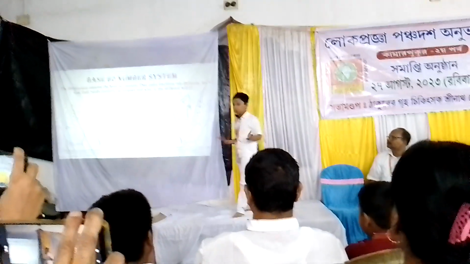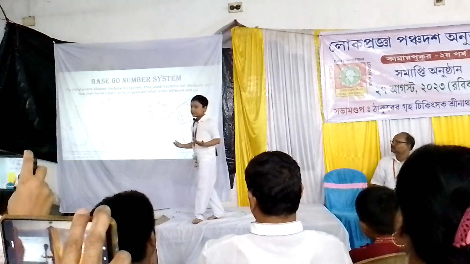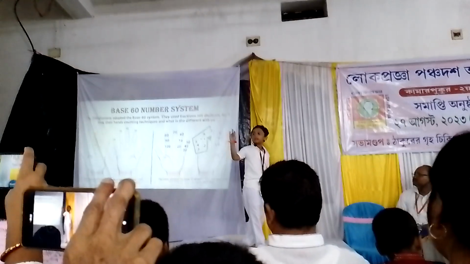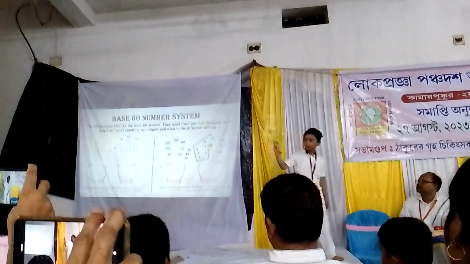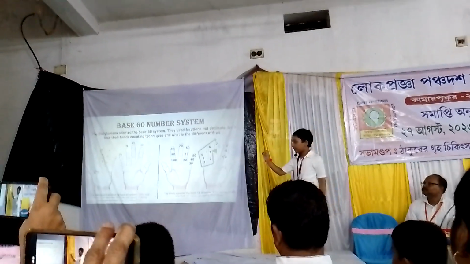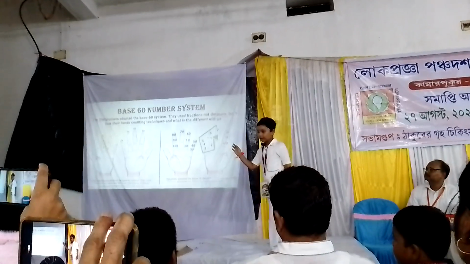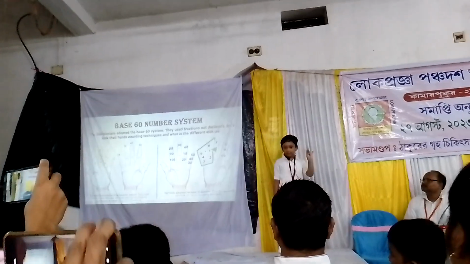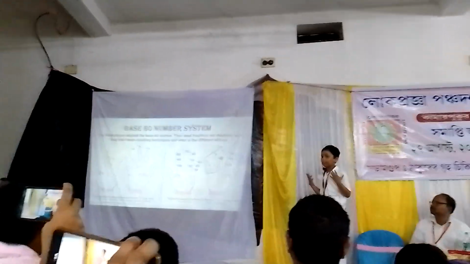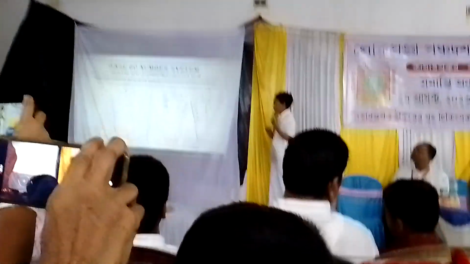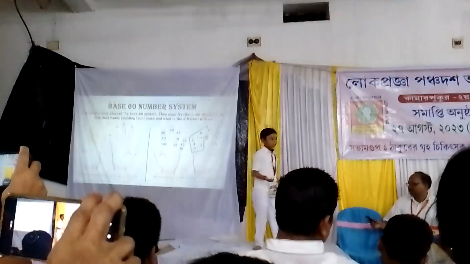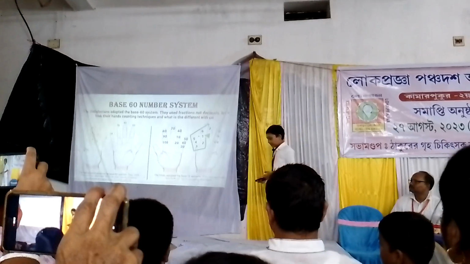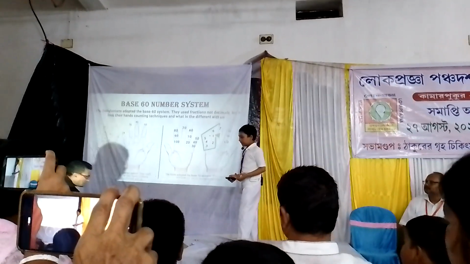But we, the Hindus, adopted the base 10 system because we counted like this: 1, 2, 3, 4, 5, 6, 7, 8, 9, 10. And for 1 ten in this hand, we count 1 in this hand. So we can count up to 100. So we chose the base 10 number system. Now we have a clear understanding between base 60 and base 10. Let's see the next slide.